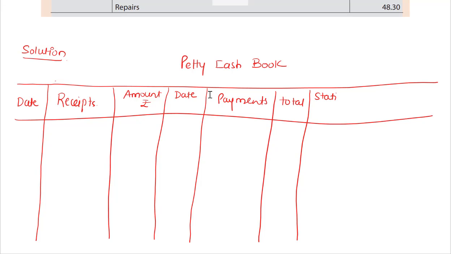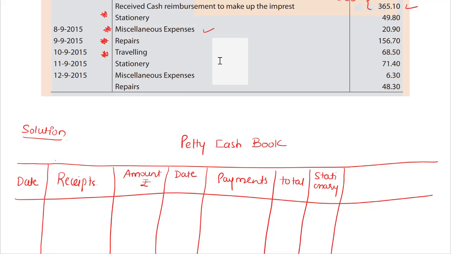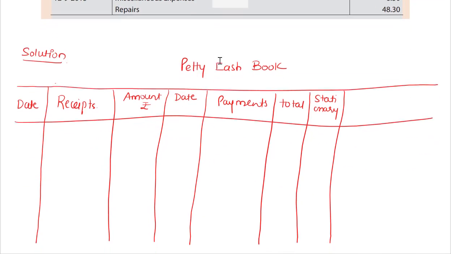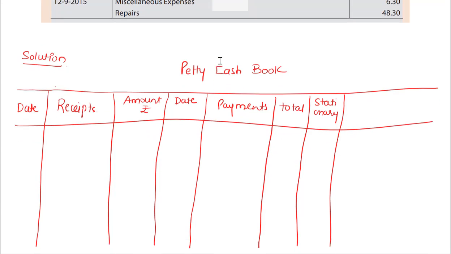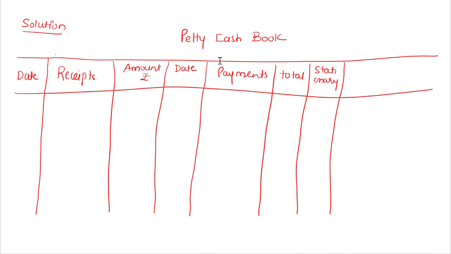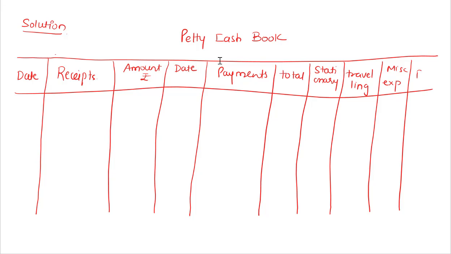So we have stationery. Then we have miscellaneous expenses, repairs and traveling. We'll put traveling first. Traveling. Miscellaneous expenses. And at last, repairs.